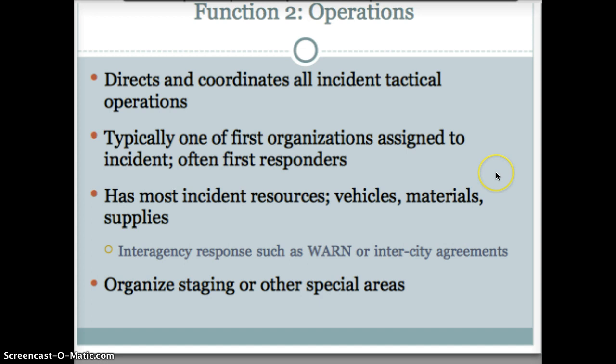The next one is operations function. Directs and coordinates all incident tactical operations. Typically one of the first organizations assigned to incident, often the first responders. Has most incident resources, vehicles, materials, supplies. And they would also work on interagency response, such as WARN or other intercity agreements. And organized staging or special areas. Again, that's something where you could probably envision yourself being a part of.